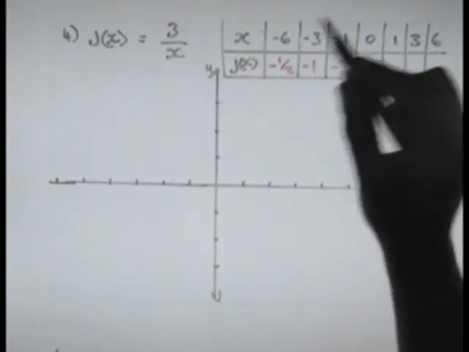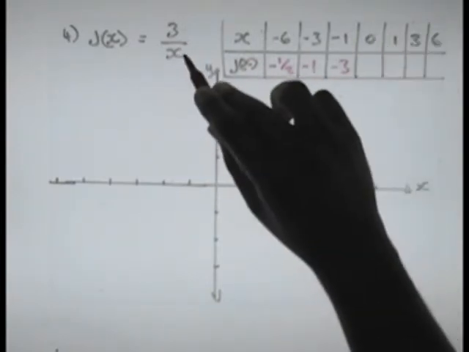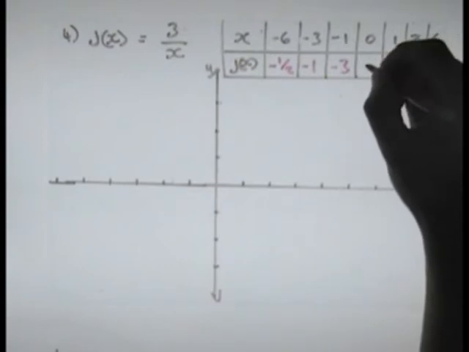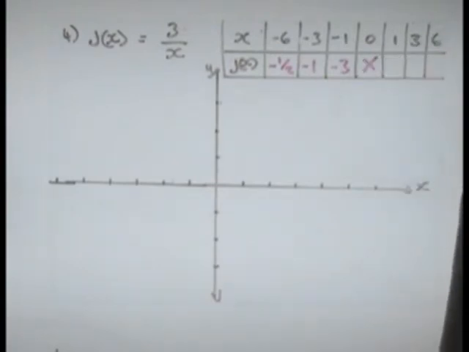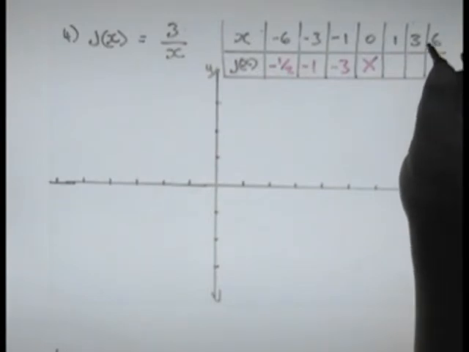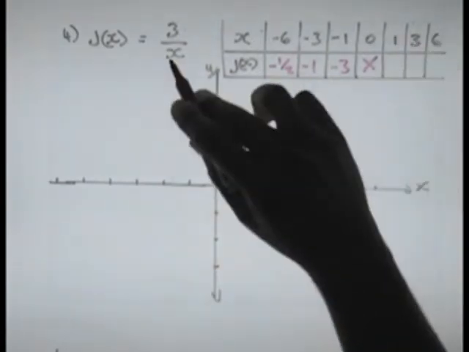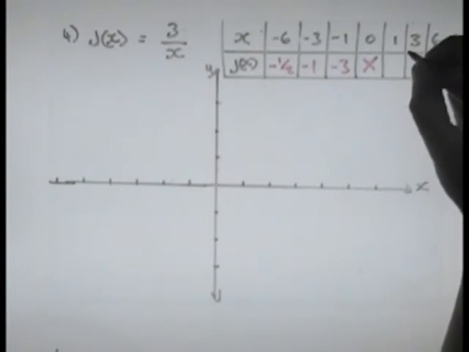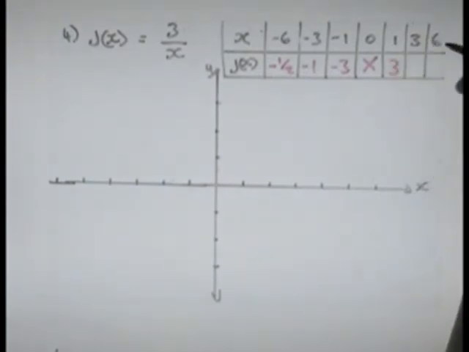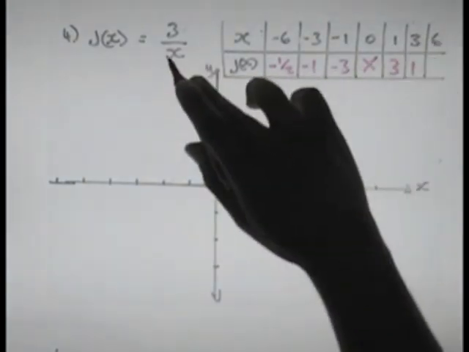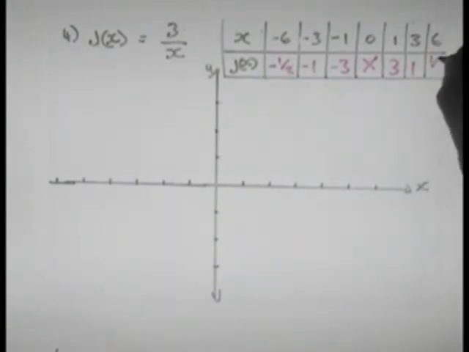When x is equal to 0, the denominator is equal to 0, it can never be. Hence that line does not exist, or that point does not exist. When x is equal to 1, j of x is going to equal 3 over 1, which is 3. 1 when x is equal to 3, and a half when x is equal to 6.